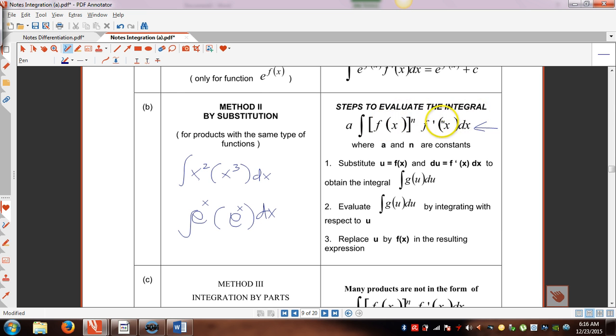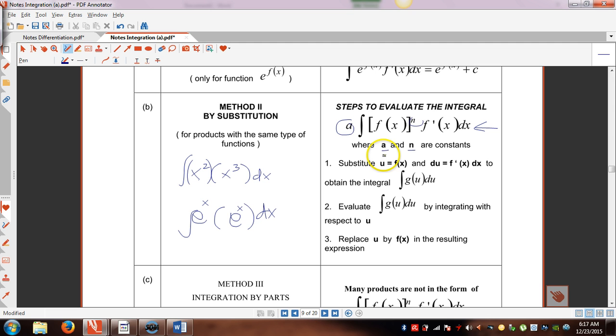So for the recognition of the substitution method, we have to make sure the function follows the rule. The rule is that one function should be the differentiation of the other. I repeat, one function is the differentiation of the other, where a and n are constants. So what is a? a is a constant and n is a constant. For the steps, we have three steps.